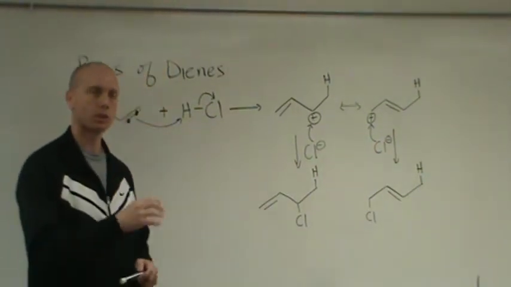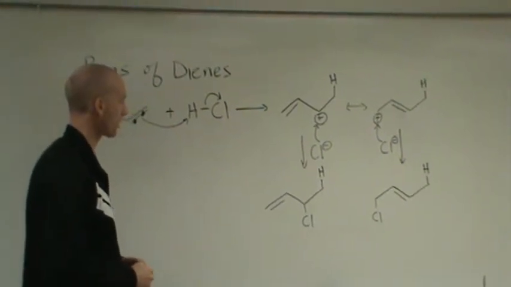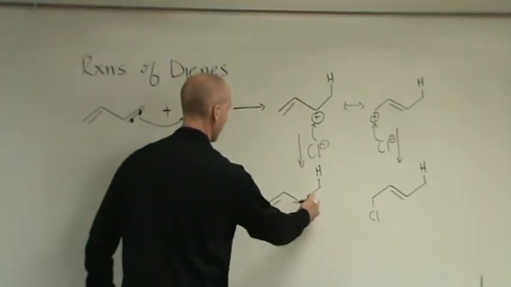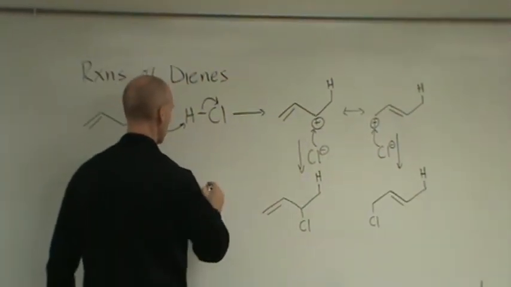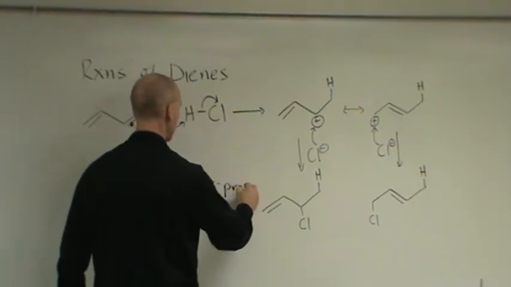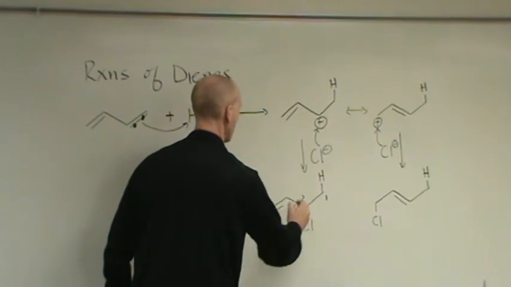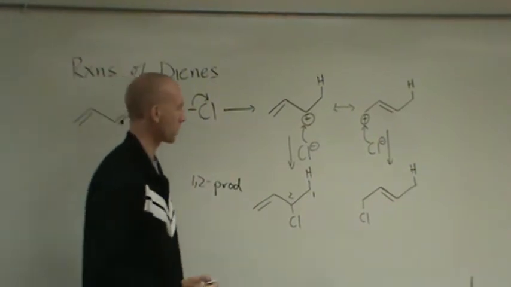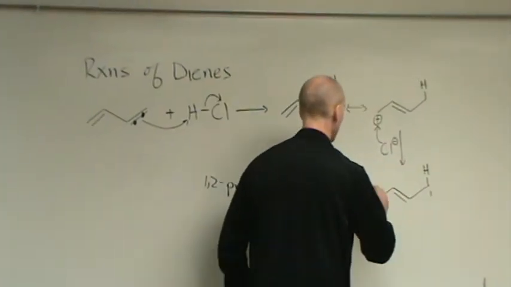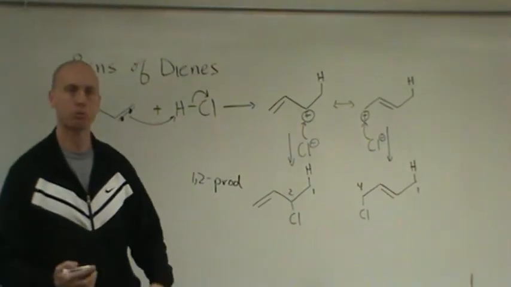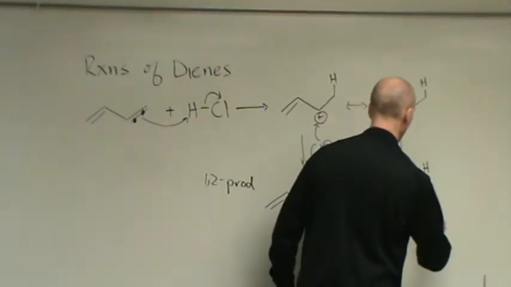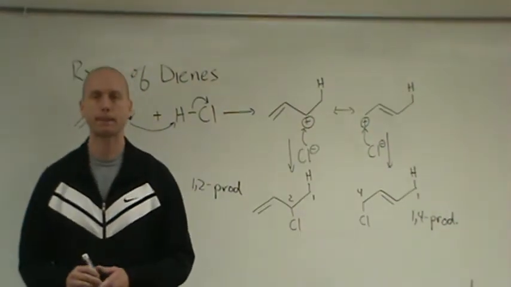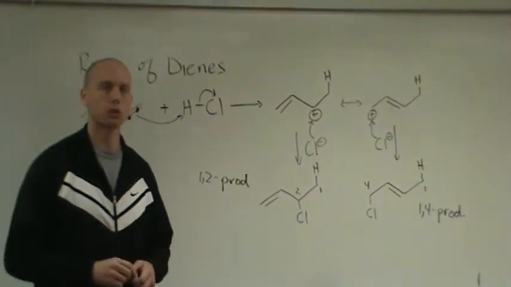But before we do that, let's label these, give these products different names. This product here, where the chlorine and the hydrogen added as neighbors, this is called the 1,2 product. Okay? So 1,2 referring to neighbors, whereas over here, the hydrogen and the chlorine added 1,4, so we call this the 1,4 product. Okay? So that's one way to classify these two products.